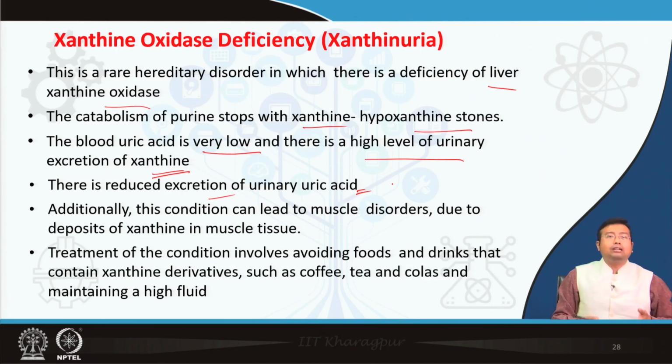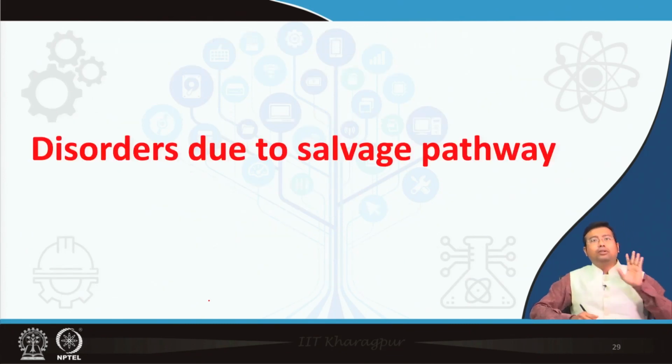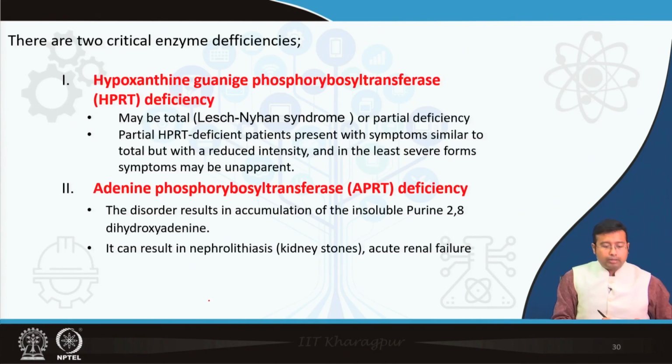So, treatment involves avoiding food and drink that contain xanthine derivatives such as coffee, tea, and Coca-Cola, and maintaining a high fluid intake, so that the excess xanthine can be dissolved in urine. And finally, we come to disorders of the purine salvage pathway. Over there, we mainly need to know about two enzymes. Number one, hypoxanthine guanosine phosphoribosyl transferase.